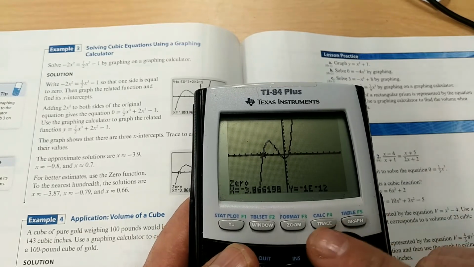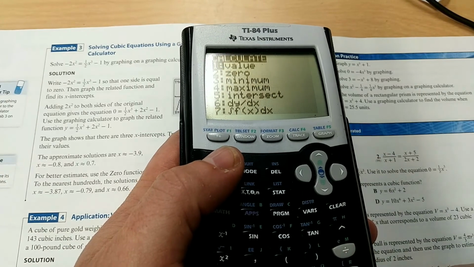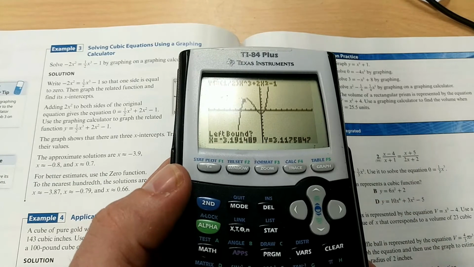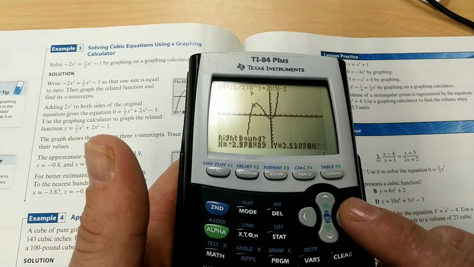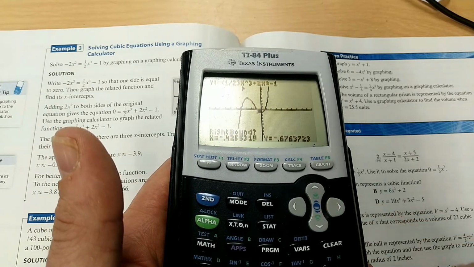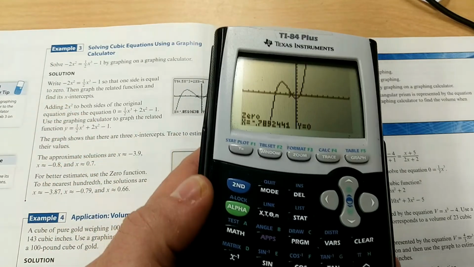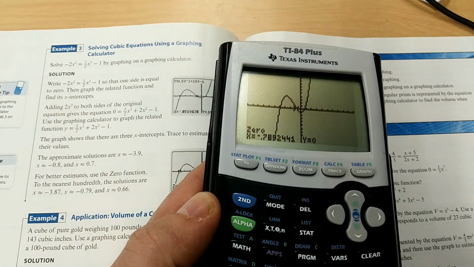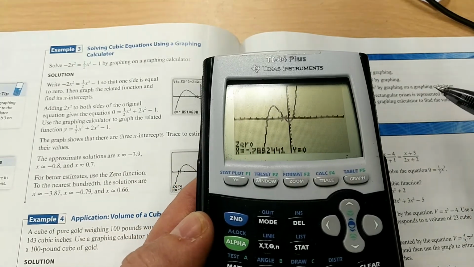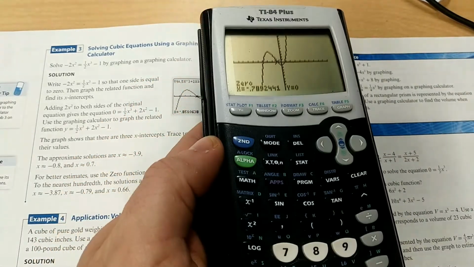Now, if I want to do it again, I'm going to go back over here and hit my second calc again, come down to my 0, and make sure that this time I'm to the right of that first one. It says left bound, and then I'm going to move over again to make sure I'm to the right of the right bound, and it says guess, and it's going to give me the next 0, which is -0.789, and so on. This allows me to actually solve very, very complex problems by using the calculator, just by using those couple of keys.